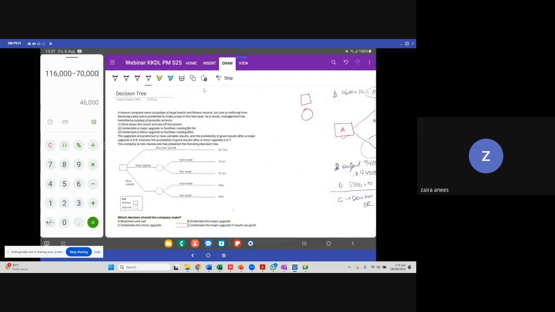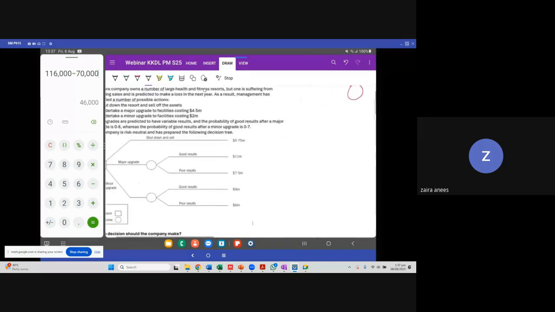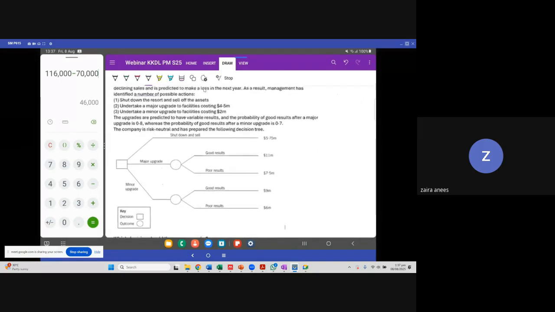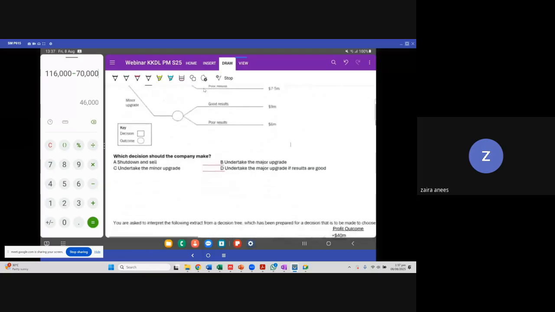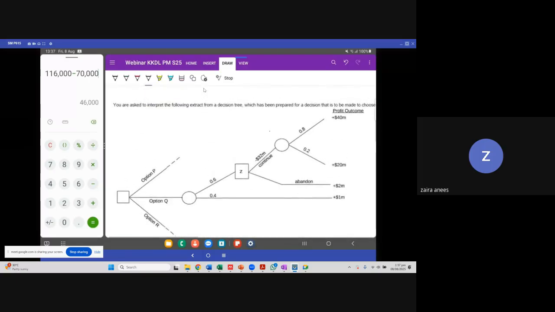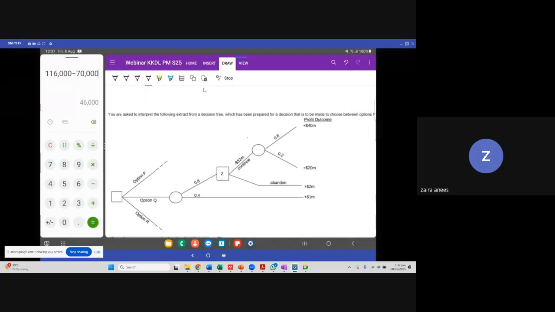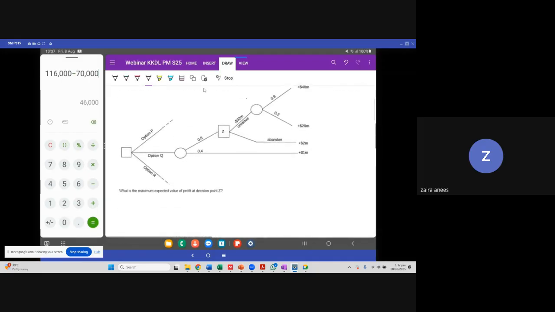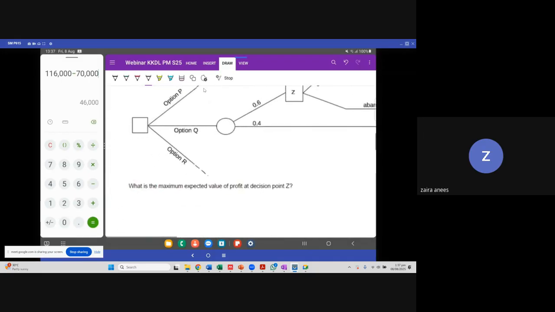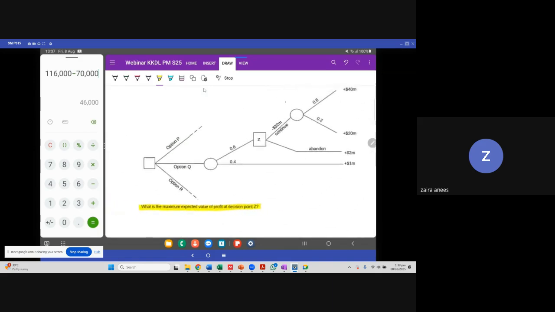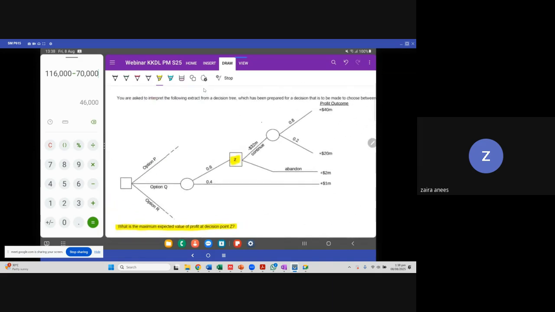Now let's try to have some MCQs for this. Let's try to do this first, right? The requirement is quite simple. What is the maximum expected profit at point Z? Point Z is what? Point Z is this one, right? So you have to identify something which is at point Z, right?